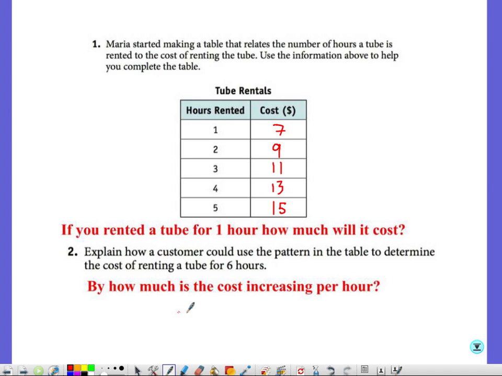Explain how a customer could use the pattern in the table to determine the cost of renting a tube for 6 hours. So if we wanted to rent the tube for 6 hours, we basically add 2 to 15, which is 17.